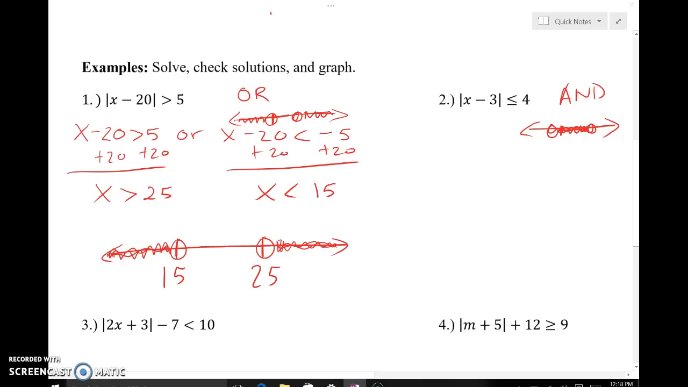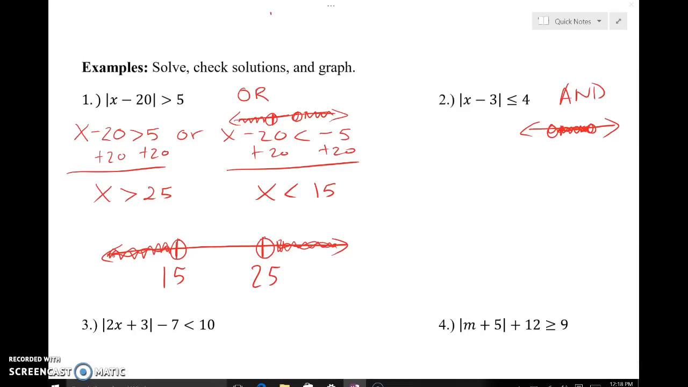So you can see how they're disconnected. And again, if you think about it, no number can be smaller than 15 and bigger than 25 at the same time. So it's got to be an or problem. So either they're smaller than 15 or they're bigger than 25. And you could see the two scenarios when we changed the signs, how that made sure that happened.